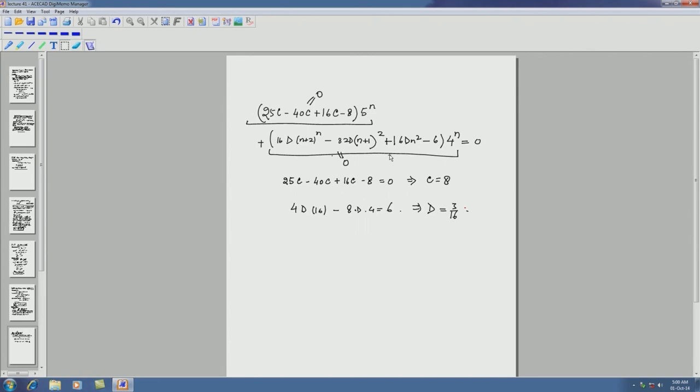Therefore, at the end we are getting the general solution of the non-homogeneous equation as a_n equal to the homogeneous solution, that is A raised to the power 4^n plus B n 4^n, and then the particular solution of the original equation, where C is 8, that is 8 times 5^n plus 3/16 times n^2 4^n.